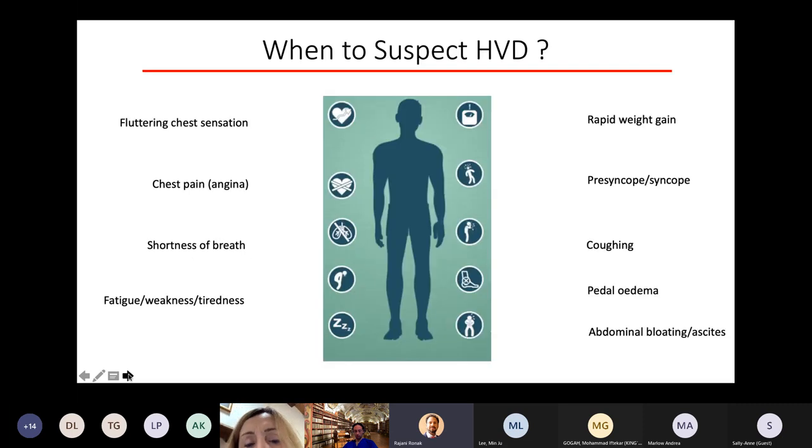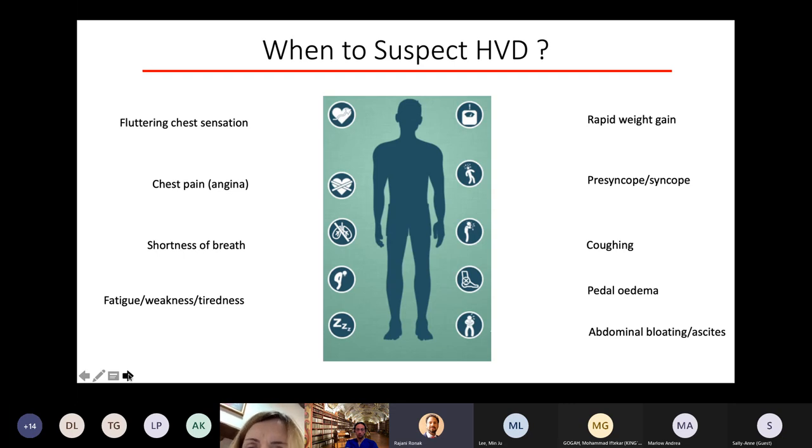Now, I don't think there's any harm in repeating some of this, but I think when to suspect heart valve disease really comes down to the presentation of patients who have any number of a constellation of symptoms. And they can often present atypically with cardiovascular symptoms that may lead you to think that they have another cause or etiology to their symptoms rather than valvular heart disease.